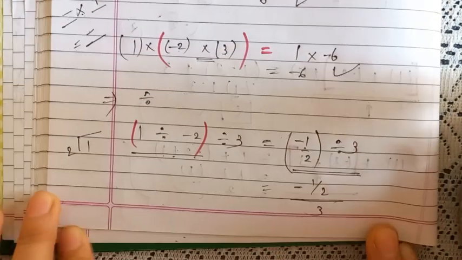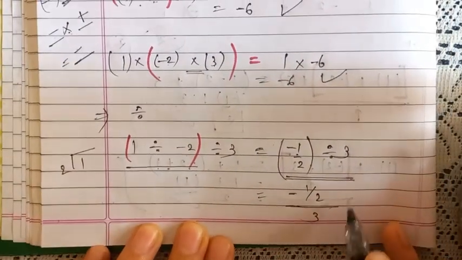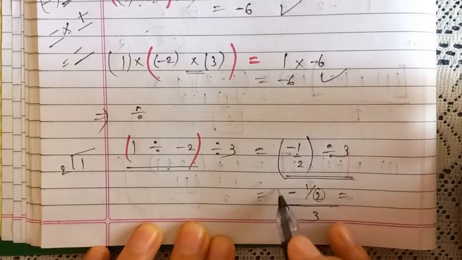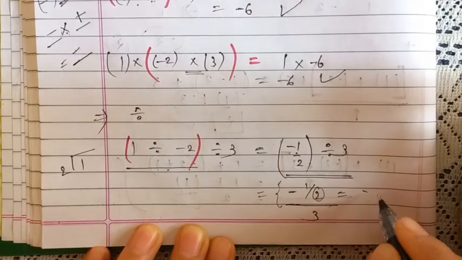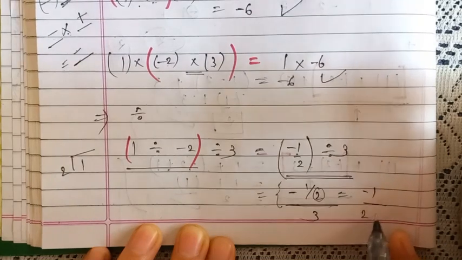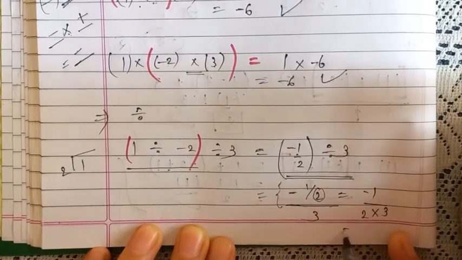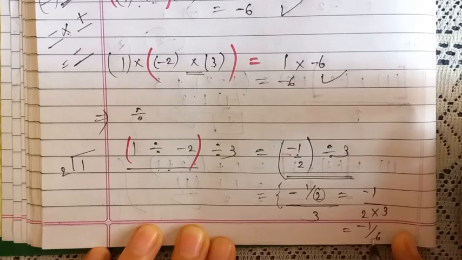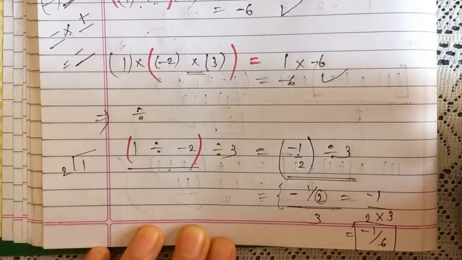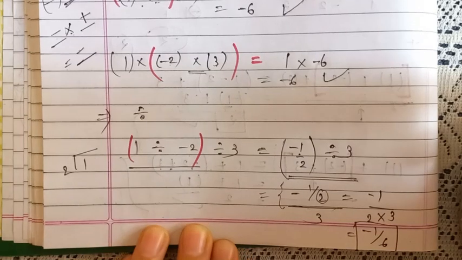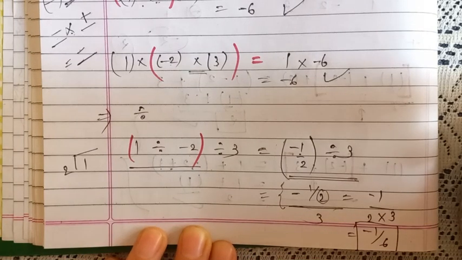And again remember this, that the denominator of the numerator always comes into the denominator. So -1, 2 into 3, so the answer is -1 by 6. Now change the order and we will check whether the answer remains the same or not.